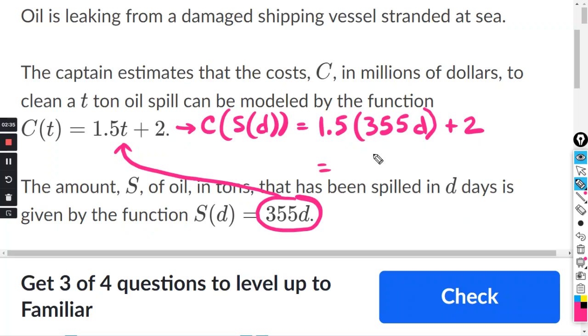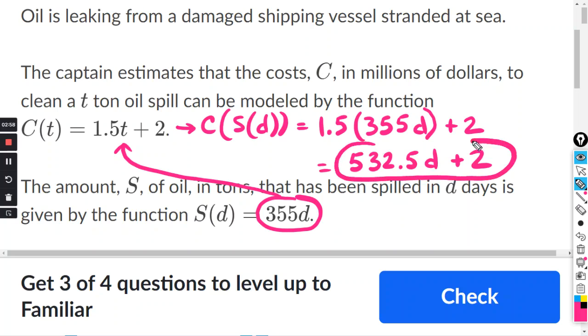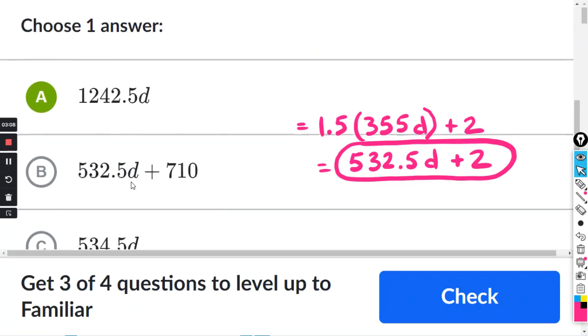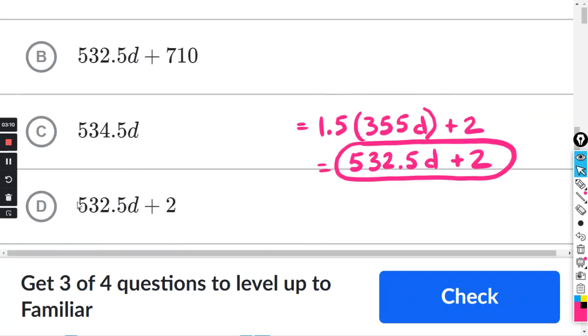So that's it. We just have to multiply 1.5 times 355. So I get 532.5, and that is still times D, and we still have plus 2. So that is our final answer, the expression that we need: 532.5D plus 2. Let's take a look. Okay, 532.5D plus 2. Right there, it's answer D.